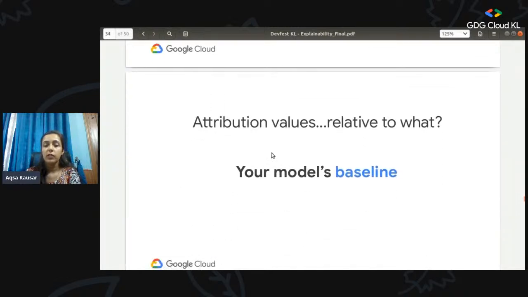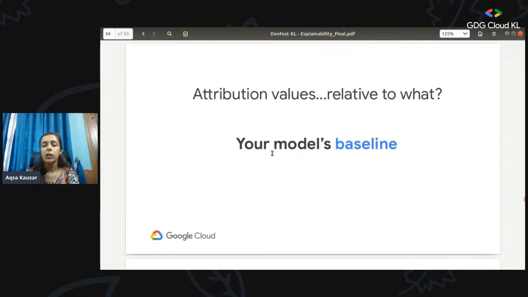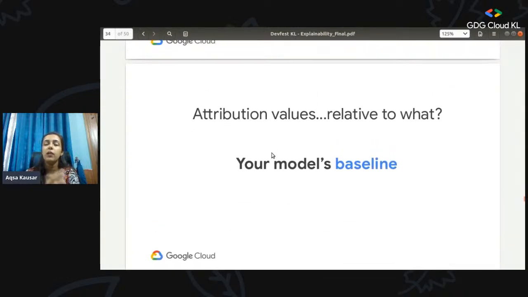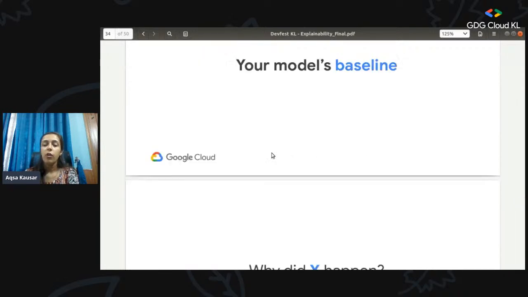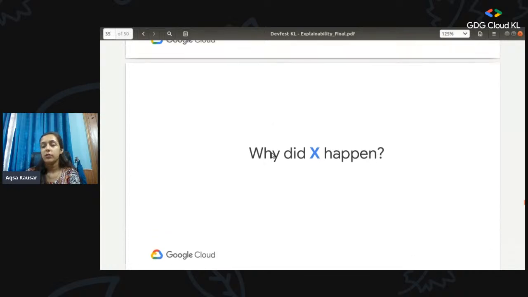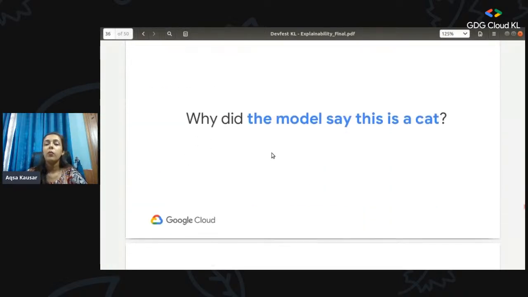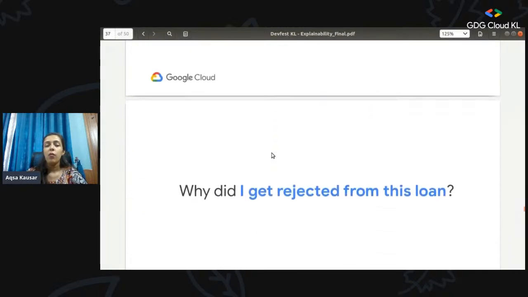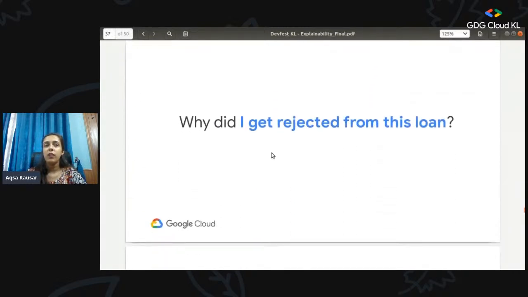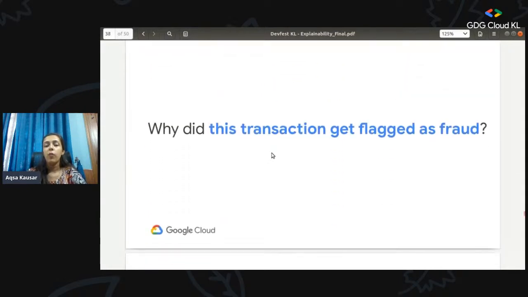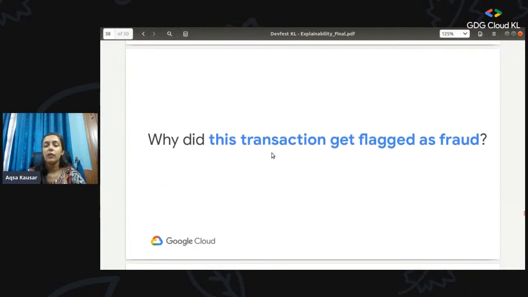So, a quick note on baselines. Your attributions are always relative to something, and that is your model's baseline. So normally, what are the questions that you'd be asking? You'd say, okay, why did X happen? Or why did the model say that this is a cat? Or why did I get rejected for a loan, if the model was giving outputs for whether or not you'll get a loan? Or why was a transaction flagged as fraud?